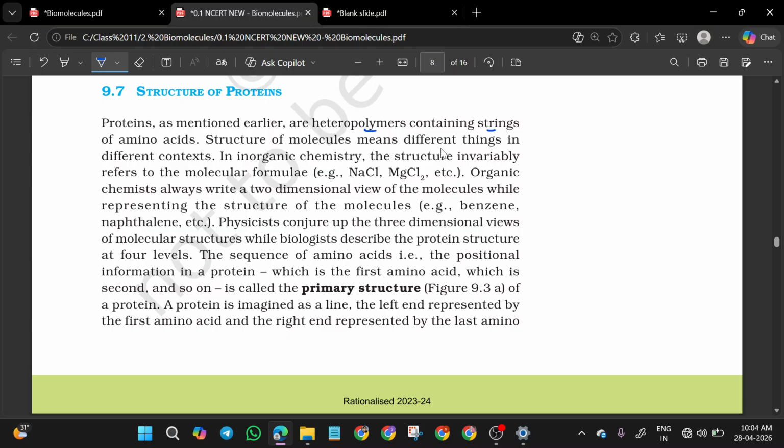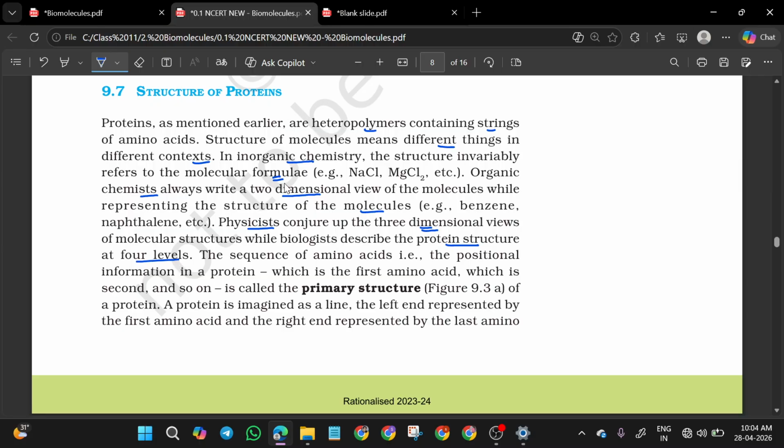Structure of molecules means different things in different contexts. Inorganic chemistry they will study about molecular formulae. Organic chemists write their 2-dimensional view while representing the structure of molecules. Physicists they will see 3-dimensional views, but biologists will describe the protein structure at 4 levels.